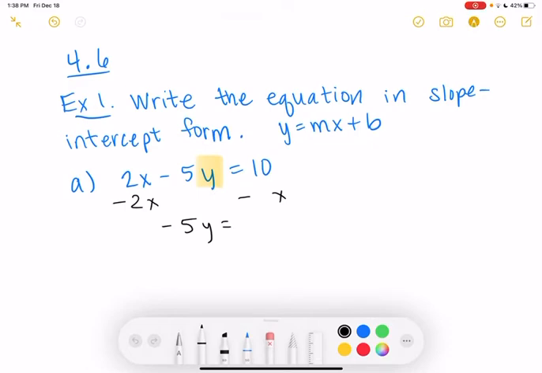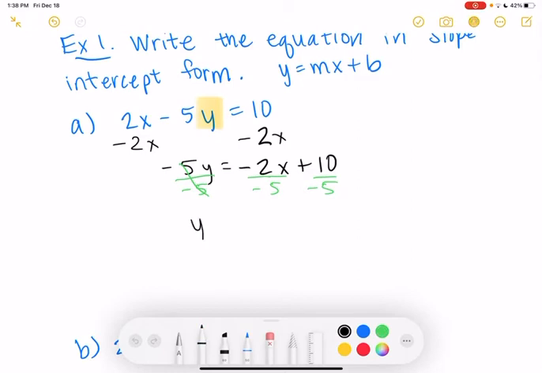Kind of look like a z, so I wanted to rewrite it. There we go. Because it is in y equals mx plus b, so I need to put the x first. So minus 2x and then a positive 10, so plus 10. Now, to get that y by itself, I have to divide every single term by that negative 5.